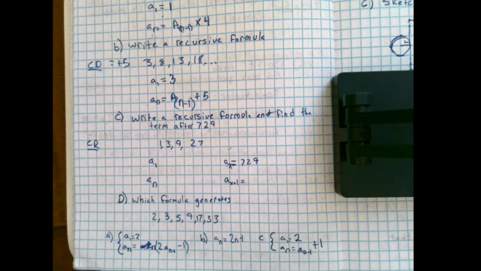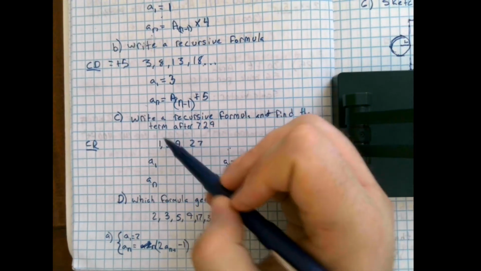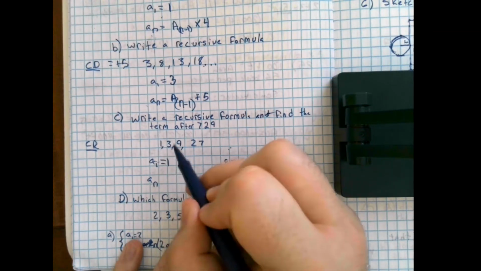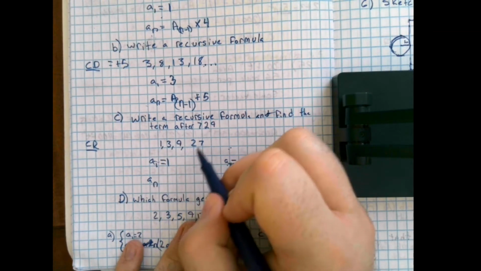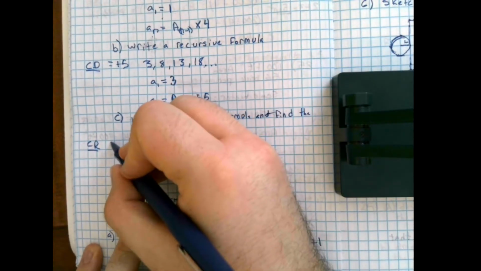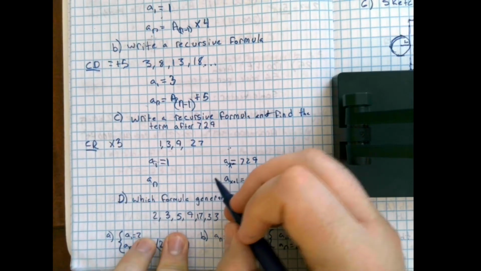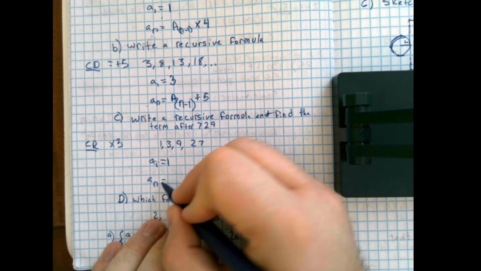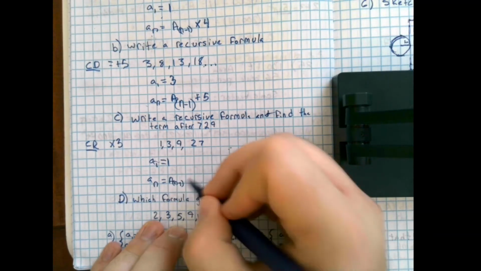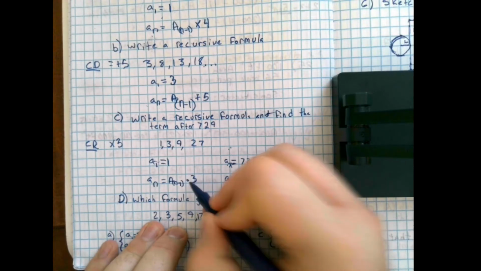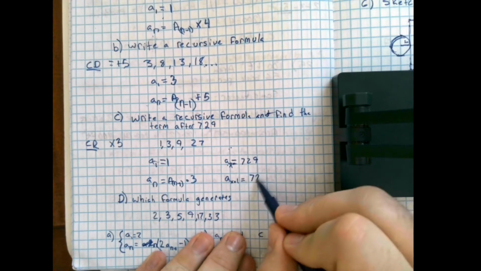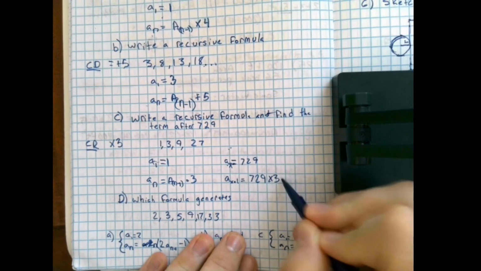So a sub 1 is the first term. The first term here is 1, the one furthest to the left. Now, to get from 1 to 3, 3 to 9, and 9 to 27 is multiplying by 3 every time. So our constant ratio is times 3. So we're going to say that a sub n equals a sub n minus 1 times 3. So to find the term after 729, we just have to do 729 times 3.